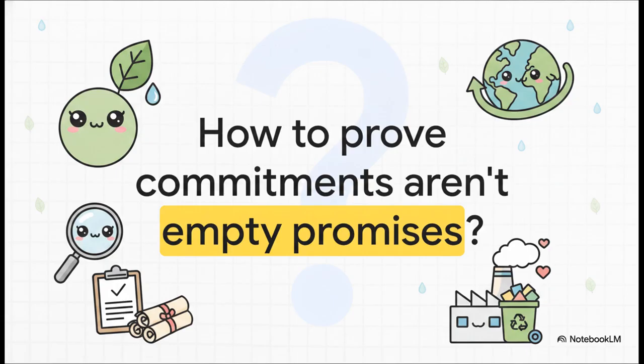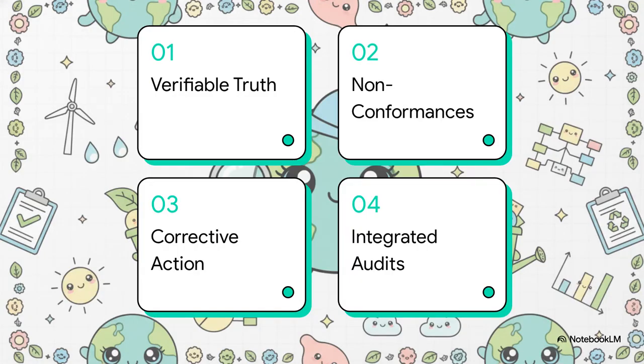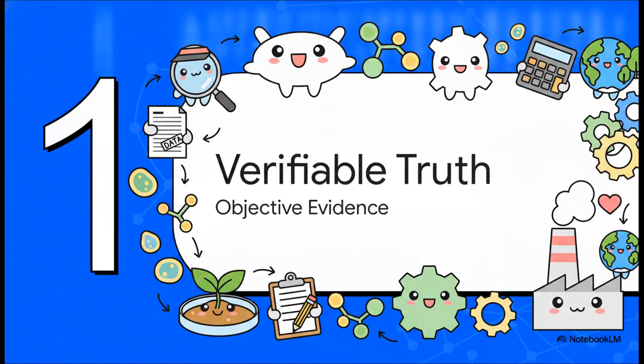We are out there looking for tangible, concrete proof that an organization is actively controlling its environmental risks and continually improving. To understand exactly how this works, we're taking a micro to macro journey today. We'll cover the foundation of verifiable truth, classifying audit nonconformances, root causes and corrective action, and finally, advanced integrated management audits. So let's kick things off with part 1, the foundation of verifiable truth.